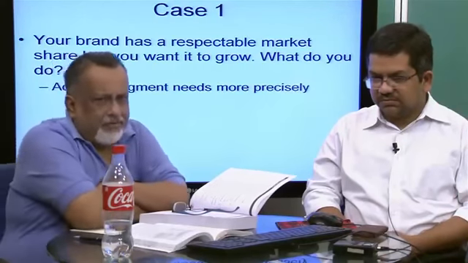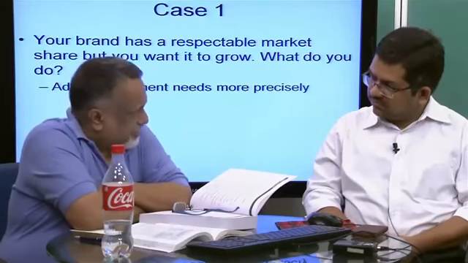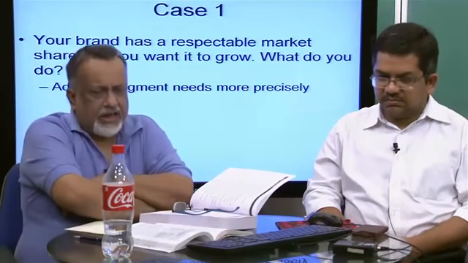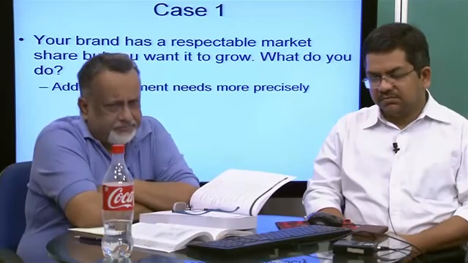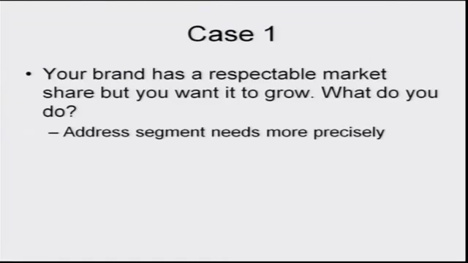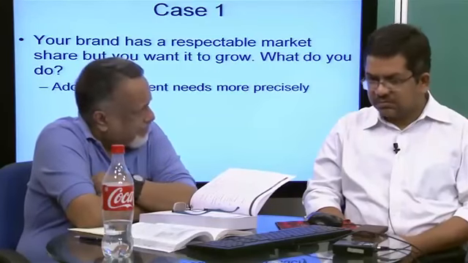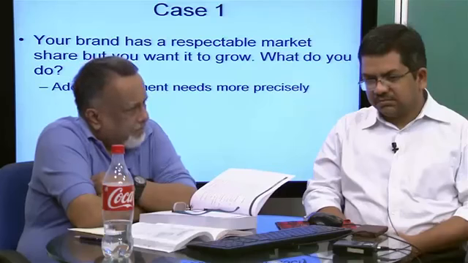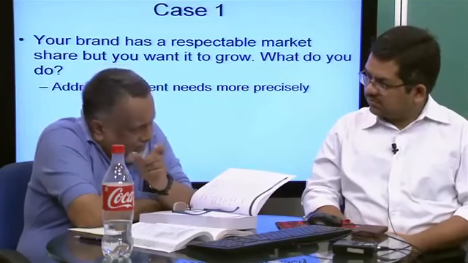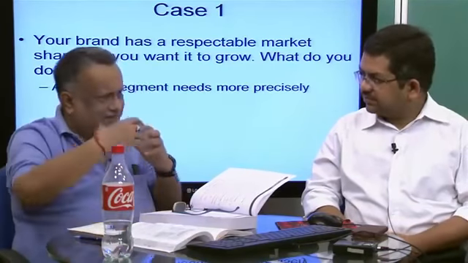I will now take up a few cases or situations which will illustrate these various issues, and it will become clearer. Say, for example, your brand has a very respectable market share, but you want it to grow. We can take, for example, a particular brand of toothpaste, say Colgate, which is very famous, a dominant incumbent brand, and it is not so easy for a large brand like Colgate to increase its market share because a certain kind of inertia sets in.